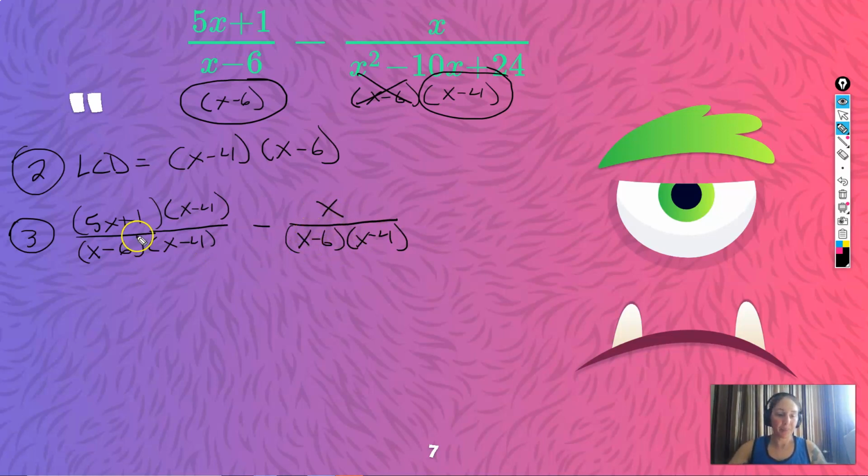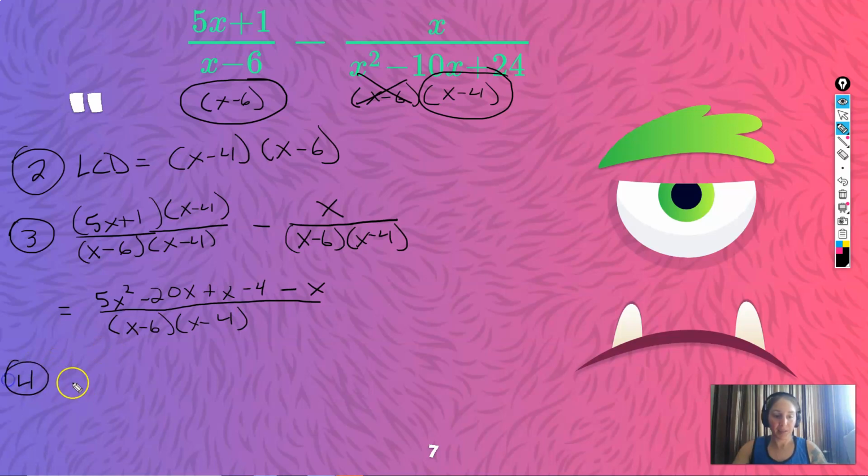Alright, let's clean up. So let's multiply out this numerator because this is now a binomial times a binomial. So 5x times x gives me 5x squared. 5x times negative 4, negative 20x. 1 times x plus x. 1 times negative 4 minus 4. And then my numerator here, minus x. I don't need parentheses because I'm only subtracting the one term. And then my denominator is still x minus 6, x minus 4.